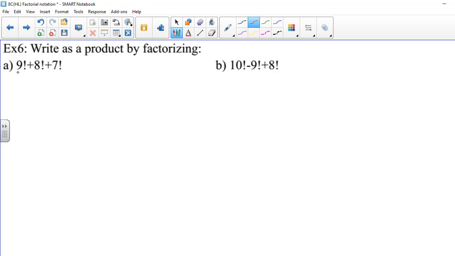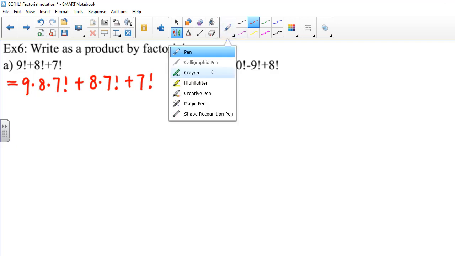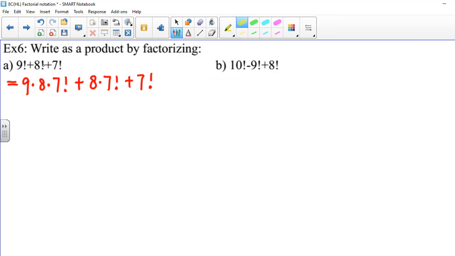Let's think about the connection between 9 factorial, 8 factorial, and 7 factorial. 9 factorial is the same as 9 times 8 times 7 factorial. 8 factorial equals 8 times 7 factorial plus 7 factorial. If I change 9 factorial and 8 factorial to these two expressions, I can discover the GCF in each term.